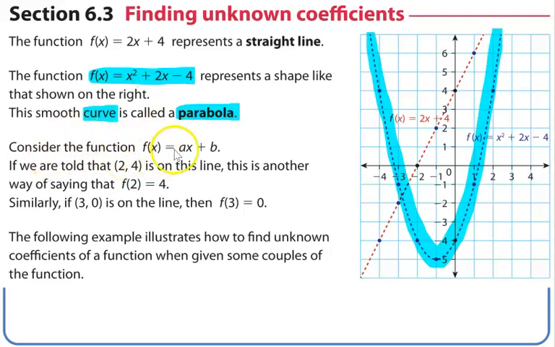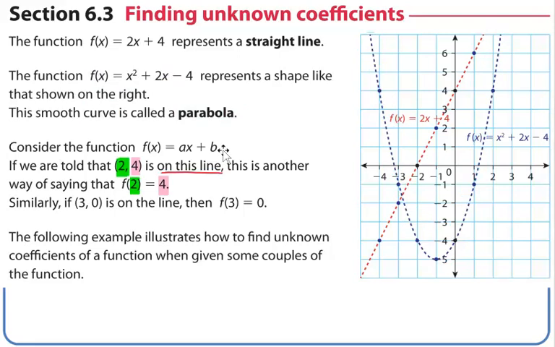Consider the function f of x equals ax plus b. If we are told that 2, 4 is on this line, this is another way of saying that f of 2 is equal to 4. So if we input 2, we output 4. So our x value is 2, our y value is 4. Similarly, if 3, 0 is on the line, then f of 3 is equal to 0. So if we input 3, our output is 0. Our x value is 3, our y value is 0.